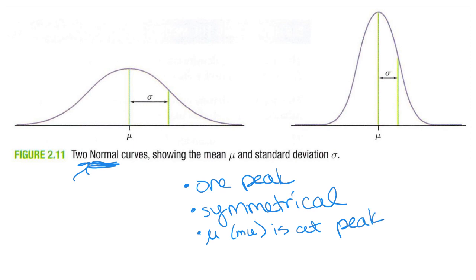And the spread is going to be controlled by the standard deviation. Notice your standard deviation notation is your sigma. And so your standard deviation is going to control the spread. So for example, this one on the right here has a smaller standard deviation, and this one on the left here has a greater standard deviation. That's why it's more spread out.